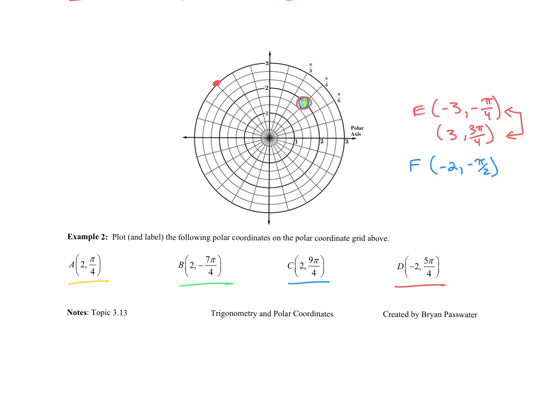So now we have negative 2 comma negative pi over 2. So where is negative pi over 2 at? At 3 pi over 2. But instead, now I go backwards. And so now I'm actually right here. And so what is that synonymous with? 2 comma pi over 2. All right. And so those are the same. All right, let's move on.